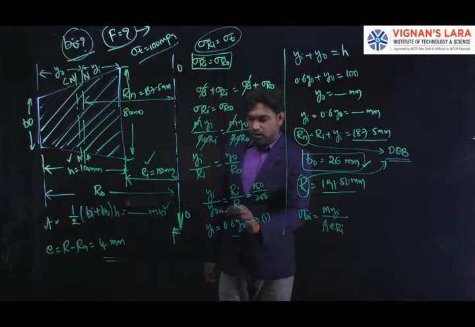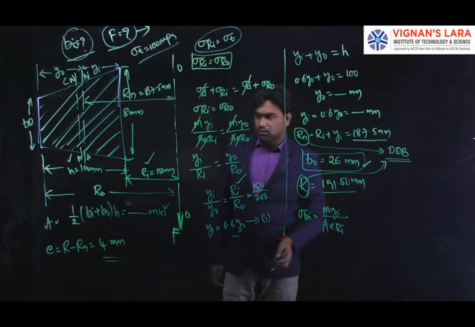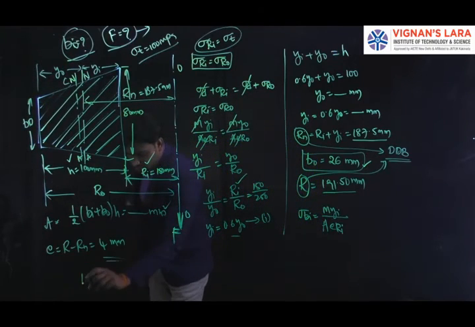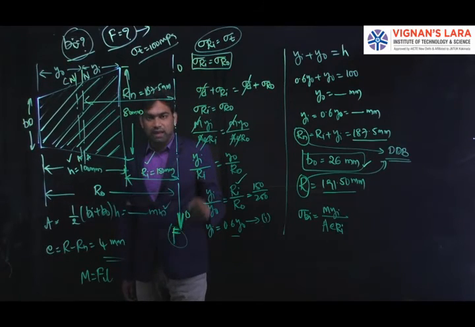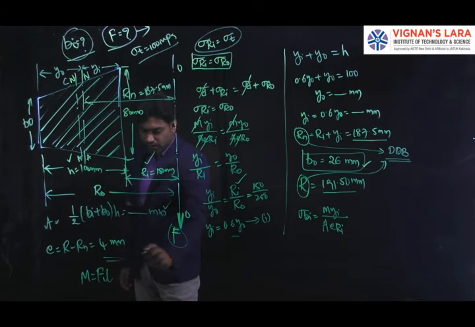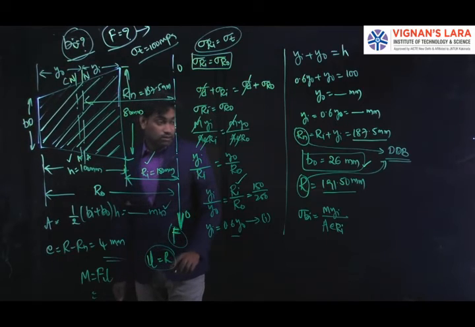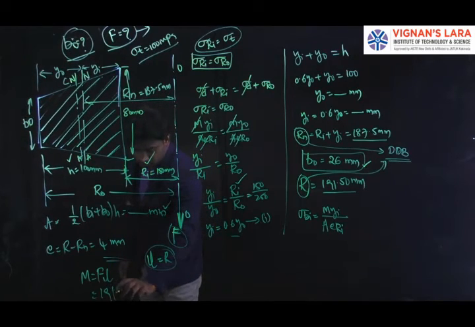And Ra is also known, 150, and the moment. The moment is given by M equal to F into L. F is the unknown value that we need to find out, and L is the perpendicular distance from the load acting to the central axis. Here the load line distance is not given, so I am assuming the load is acting along the center of curvature. So I am taking L as the radius of curvature R. So L equal to R, so that I may get 191.05 F Newton mm. Clear?